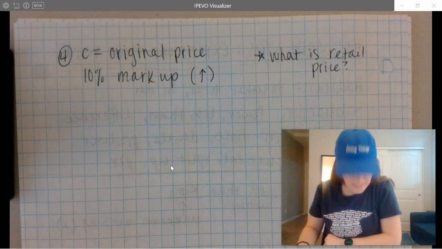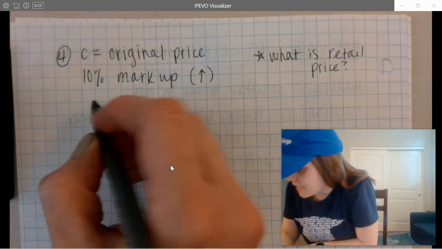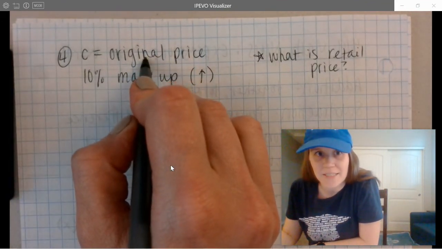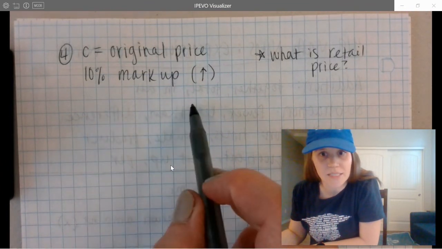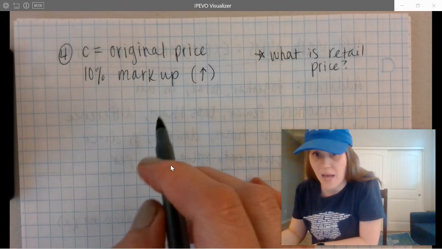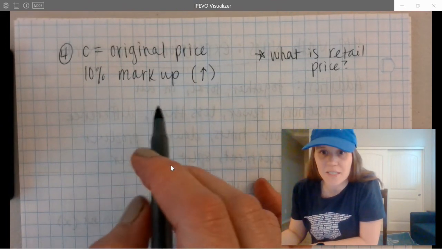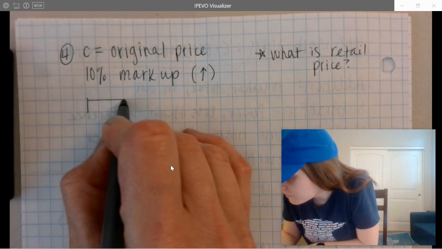All right, I want to draw a tape diagram. Go ahead and draw a tape diagram that represents the original price. Okay, I have this nice graph paper, so I'm going to make it 10 boxes because I'm going to add 10% in, and I know I can do that if I have 10 boxes, but you probably don't have graph paper, and that's totally fine. Just make it as long as feels good to you.